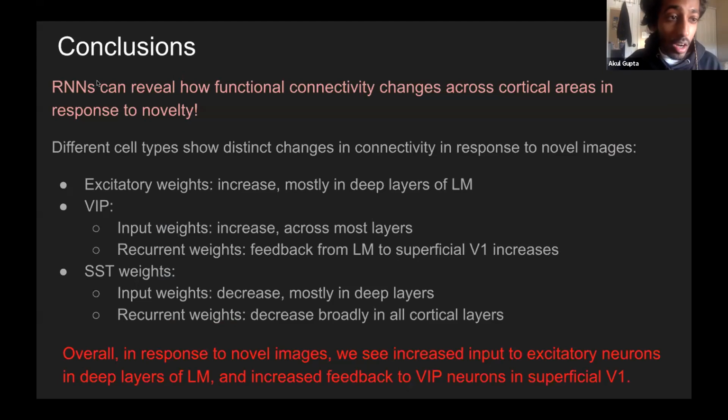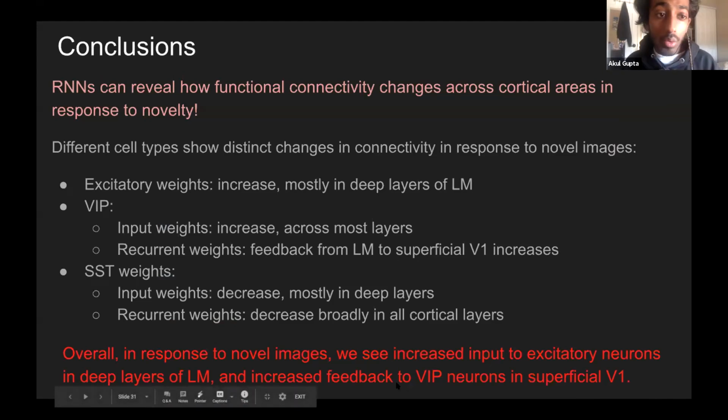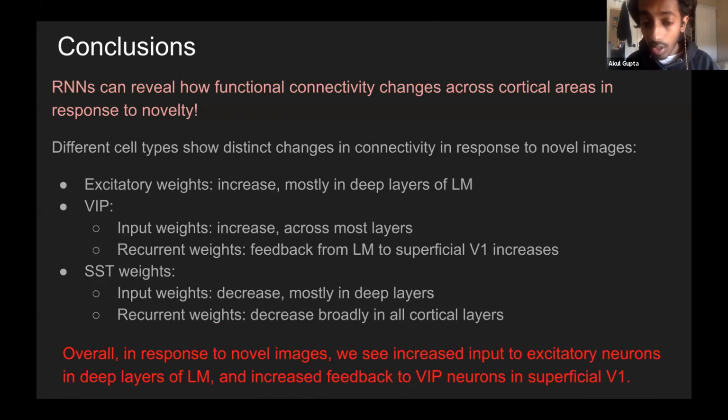So the takeaways here are that RNNs can reveal functional connectivity changes across cortical areas in response to novel images. This is something that we can't do with correlation analysis, so this is really great. Also, I've shown you how different cell types have distinct changes in connectivity: excitatory, an increase in deep layers. With VIP, the input weights are increasing across most layers, and for recurrent weights, feedback from LM to superficial V1 is increasing. And with SST, we see mostly an increase in deep layers for input weights, and recurrent weights with no preference.